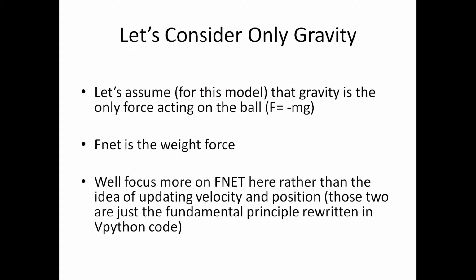Now let's consider only gravity. Let's assume for this model that gravity is the only force acting on the ball. F equals negative mg, and F net is the weight force. We'll focus more on F net here rather than the idea of updating velocity and position. Those two are just the fundamental principle rewritten in VPython code, which we basically did in our first lab video.